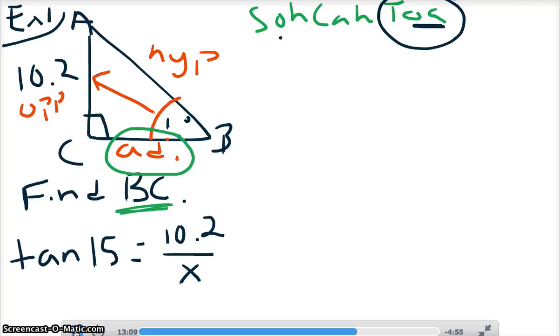So then in the 4th step, that was my setup and solve. I told you if x is at the bottom, it switches places with the trig function. So x equals 10.2 over tangent 15. Then you put 10.2 divided by tangent 15 in the calculator. You get x equals approximately 38.1.